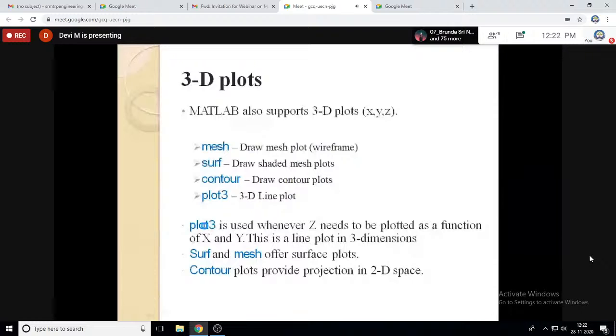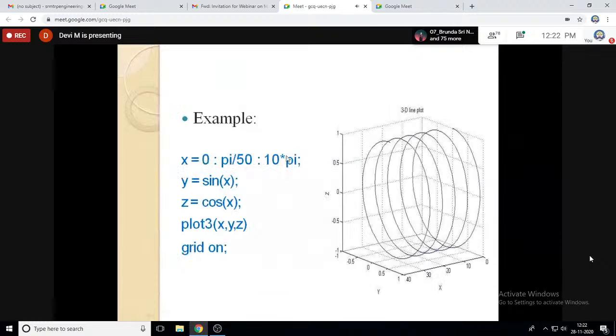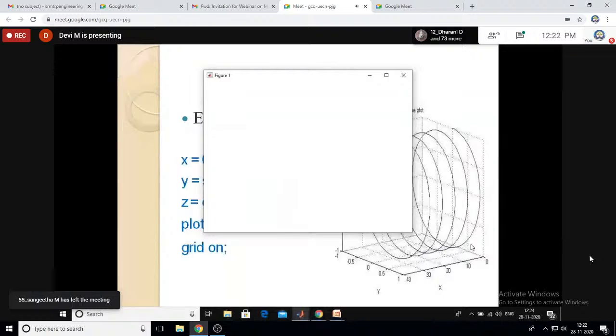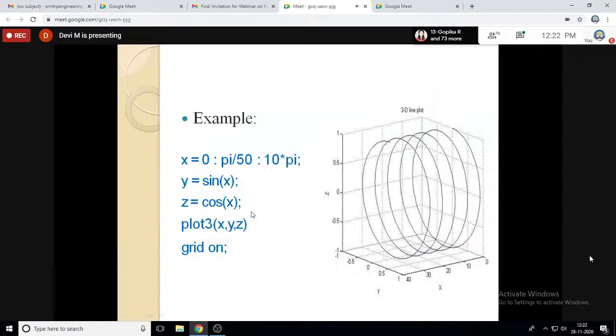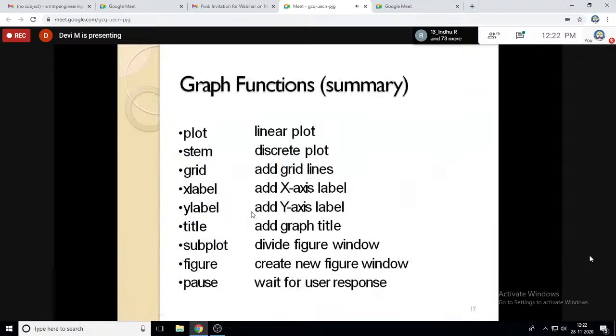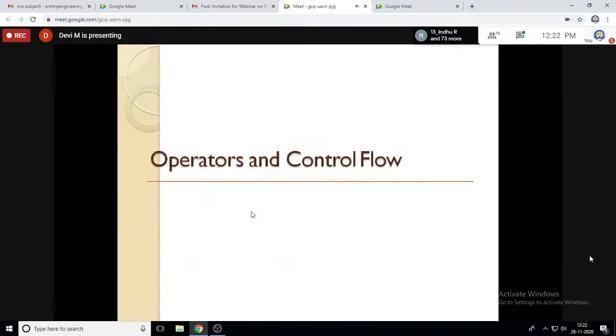Here, same thing. So 0 to 10 pi, so 5 cycles it will be generating. So sine and cos. So plot3(x, y, z). The 3D graph is being shown over here, with your dotted lines. Okay. So my MATLAB is running over there. Wait, I'll be moving over here. So these are the functions which I have used, and these are the explanations of what I have used over there. Okay, right? So operators and control flow.